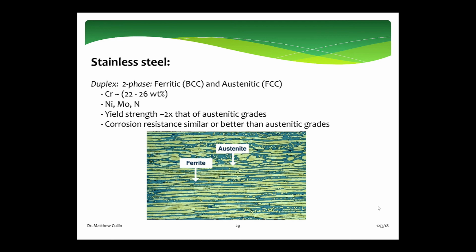The corrosion resistance tends to be similar or better than austenitic grades. So bonus there. Duplex tends to be more resistant to stress corrosion cracking in chloride environments. And if you think about it, it kind of makes sense, right? Because we know austenitic stainless steels, that's their kind of Achilles heel. They're going to crack. But now we've got a whole bunch of ferritic stainless steel that's resistant to stress corrosion cracking, that's standing in the way of a stress corrosion crack that's trying to propagate through the material.